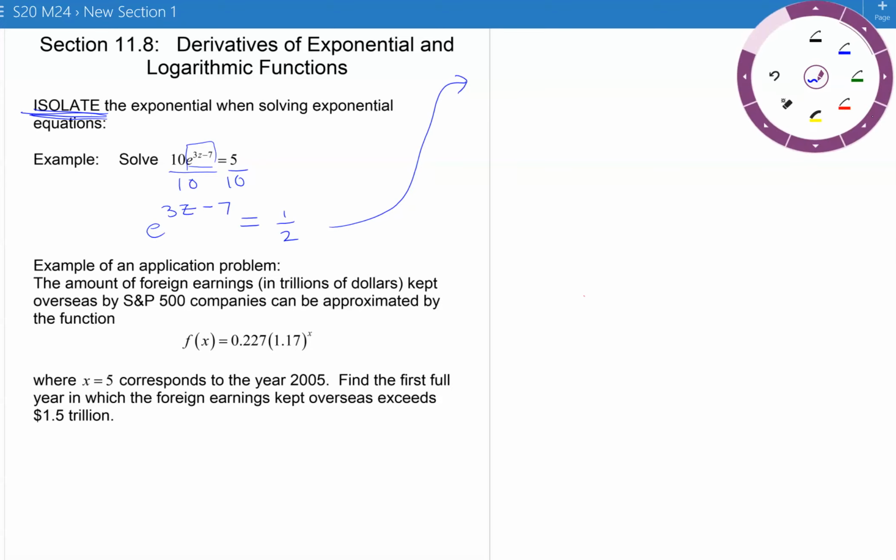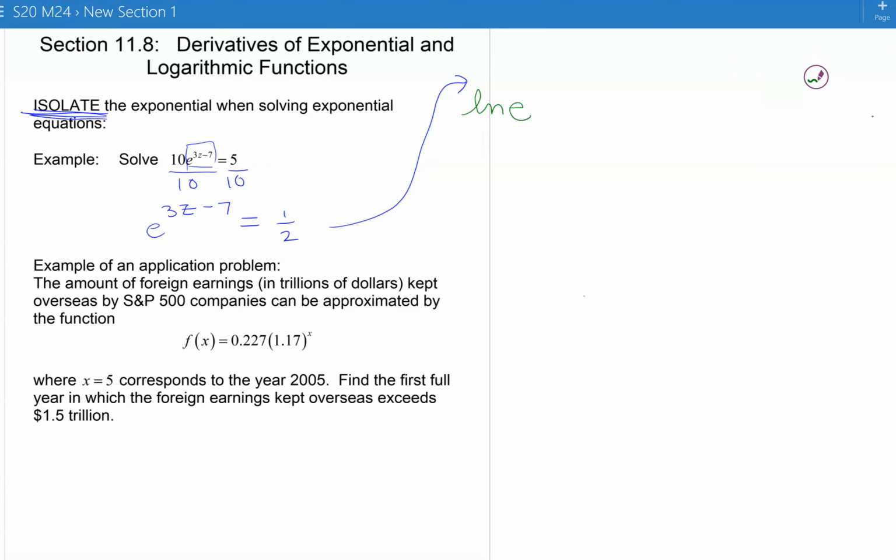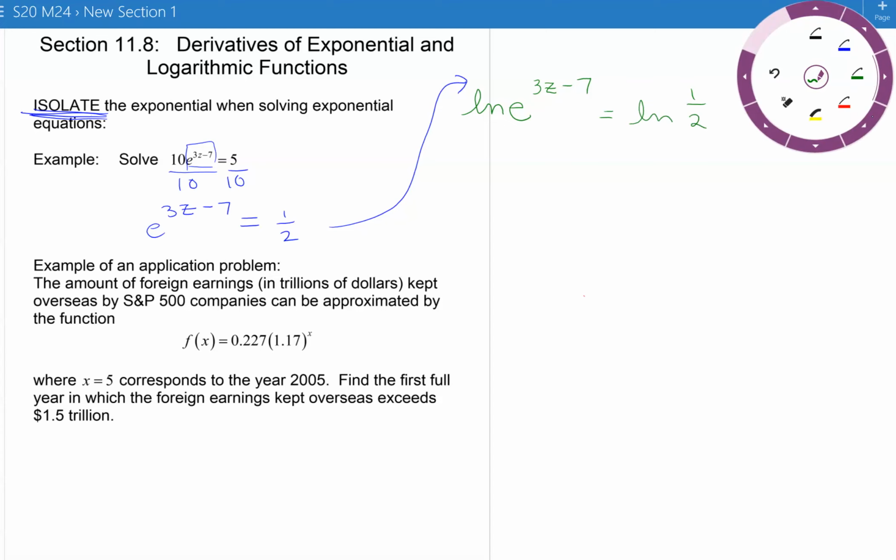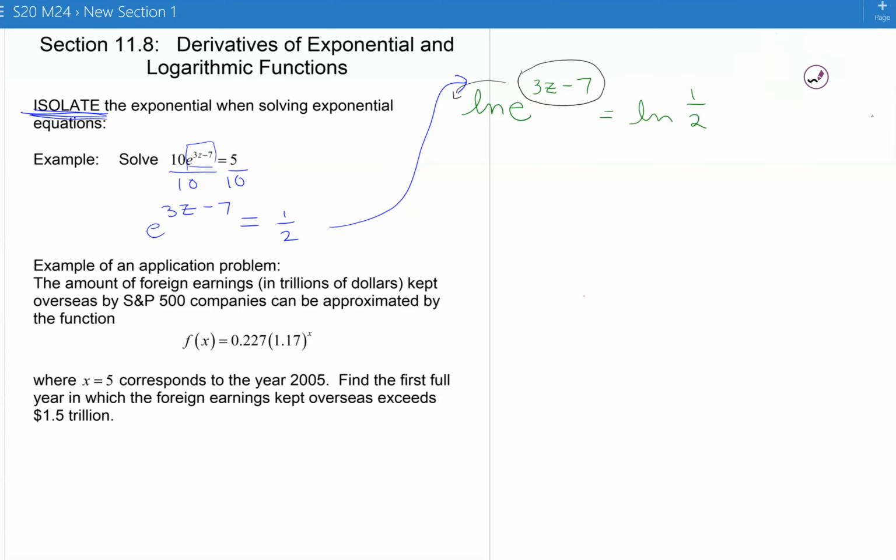So then I'm going to find the logarithm of each side, the ln of e^(3z-7) equals the ln of 1/2. And then I'm going to use the property of logarithms that says an exponent on the argument of the logarithm can come down in the front as a multiplier. Make sure and keep it in parentheses together.